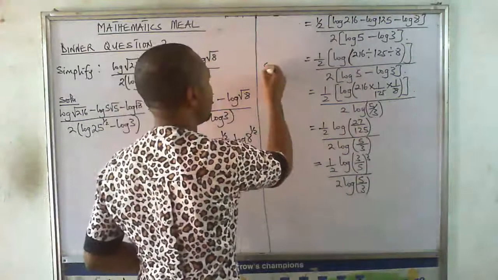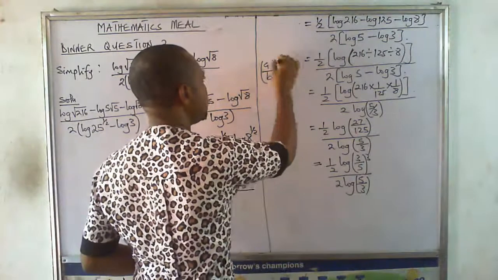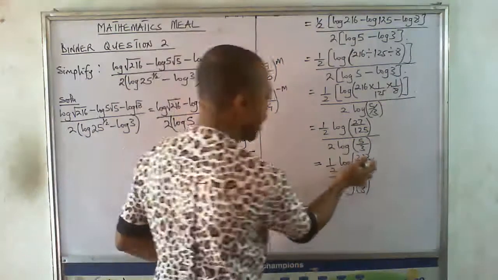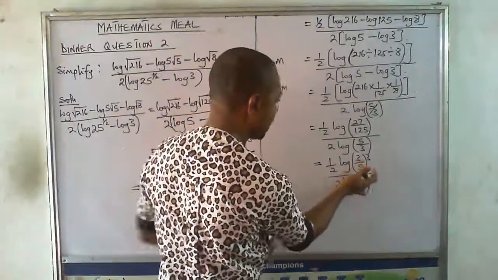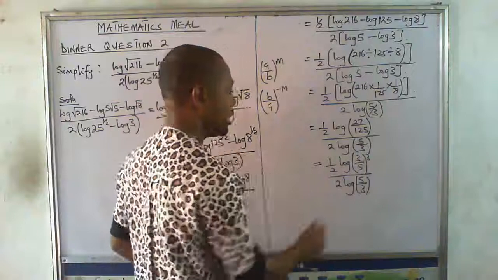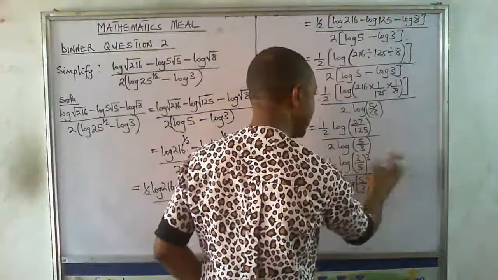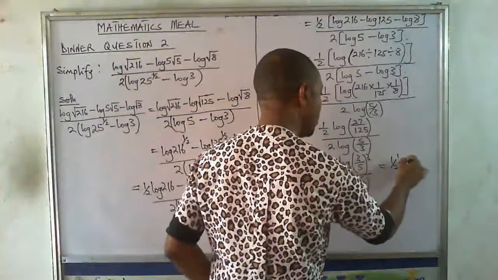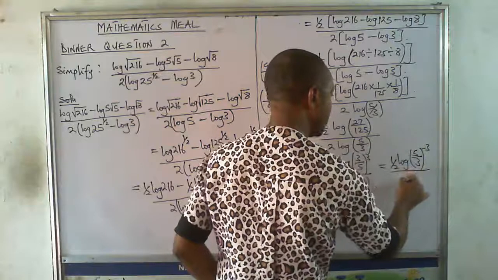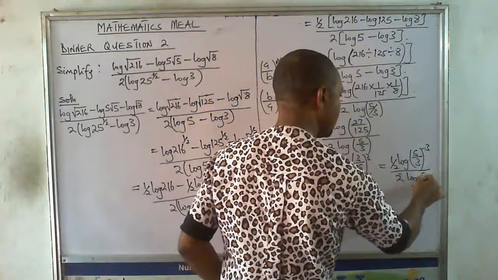A over B raised to power M is the same as B over A raised to power minus M. So I want to make this to be 5 over 3. That means if I invert it, then I'm going to have a negative sign there. So if I do that here, I'm going to have log, I still have my half here, half log 5 over 3 now raised to power minus 3, all upon 2 log 5 over 3.